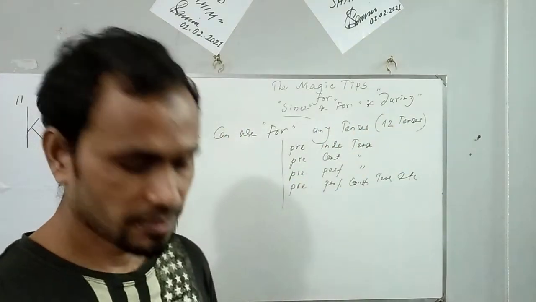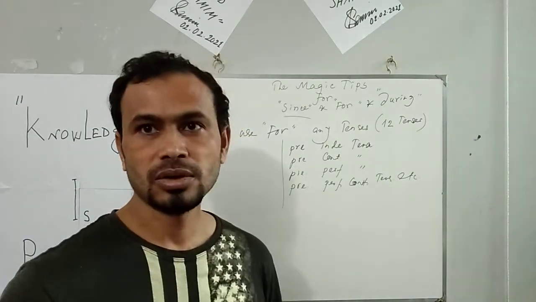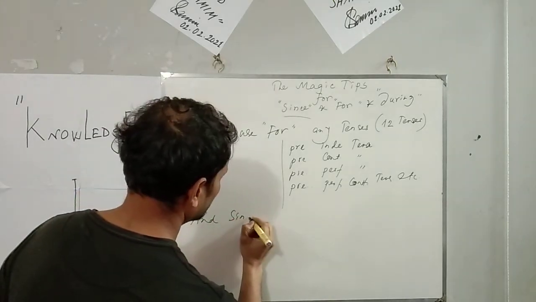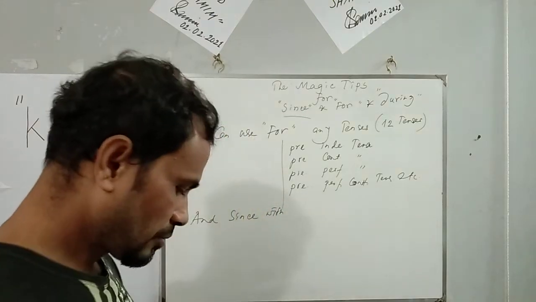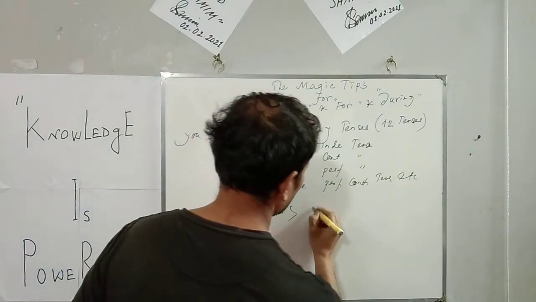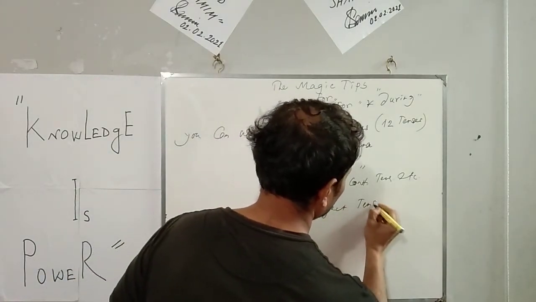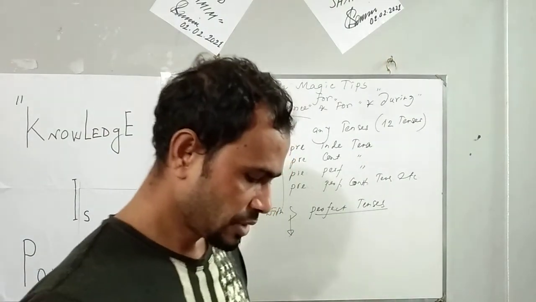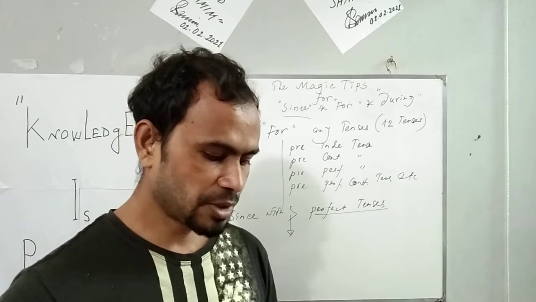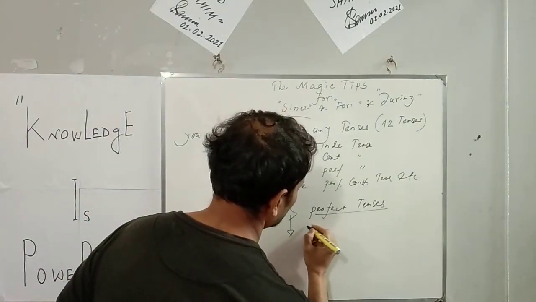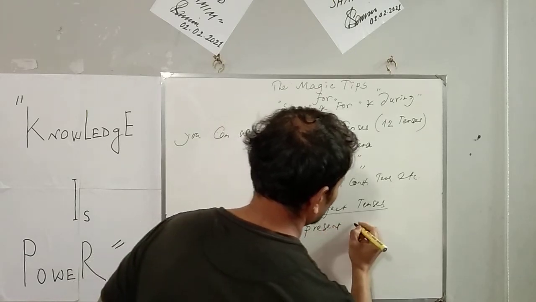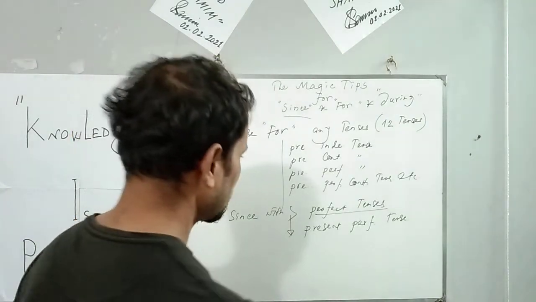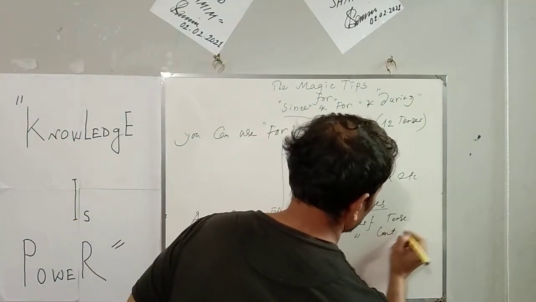in 12 sentences, and since with always you can use since with perfect tenses. Okay, perfect tenses are, we understand naturally, present perfect tense. Present perfect continuous tense.